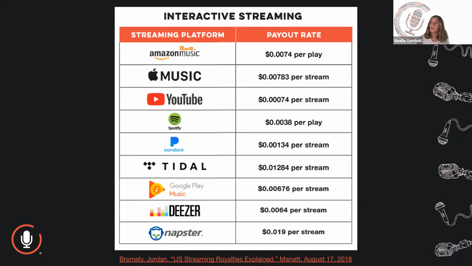And lastly, what I want to mention, which sometimes gets confused, is that these streaming rates are completely separate from the typical physical statutory rate for physical sales and digital downloads, which is that 9.1 cents per unit. Streaming rates and the revenue are completely separate.